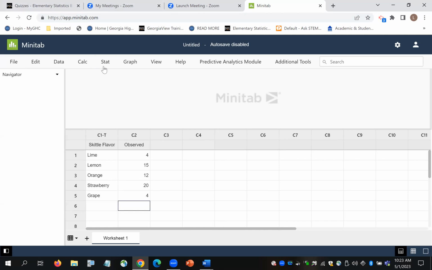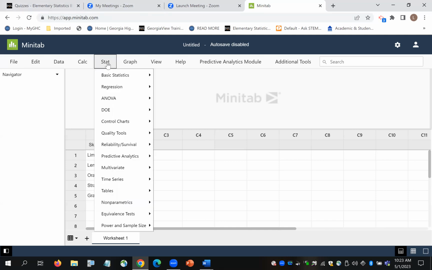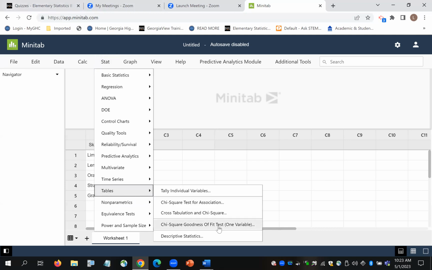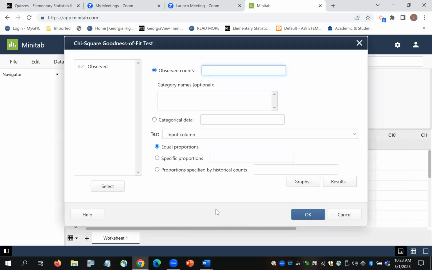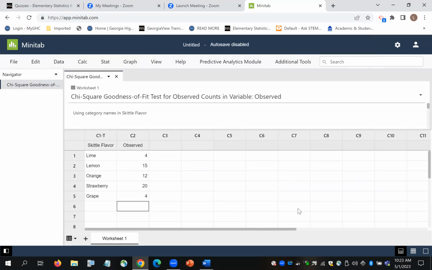So going into Minitab commands, I would go Stat, Tables, Chi-Square Goodness of Fit Test, One Variable. Again, I have to indicate where the observed counts are. They're in column 2. My category names are in column 1. And this time we are doing equal proportions. So I leave the button next to equal proportions because I'm trying to say they're all the same. I click OK.